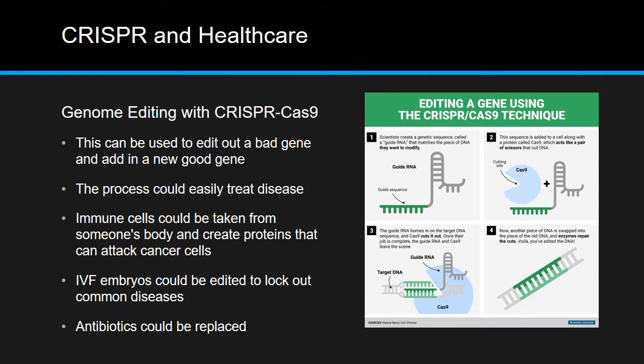So with CRISPR in healthcare, scientists have found a way to extract the Cas9 protein from these bacteria that acts like a pair of scissors that can cut the DNA any way they need to. So this could essentially be used to edit out any bad gene and add in a new good gene pretty much anywhere, and the process could easily treat virtually any disease. For example, immune cells could be taken from someone's body and create proteins that can attack cancer cells, and in embryos this could be used to edit out common known diseases before anyone's even born, and this could also possibly replace antibiotics.